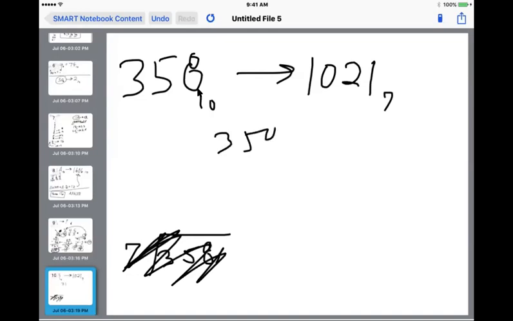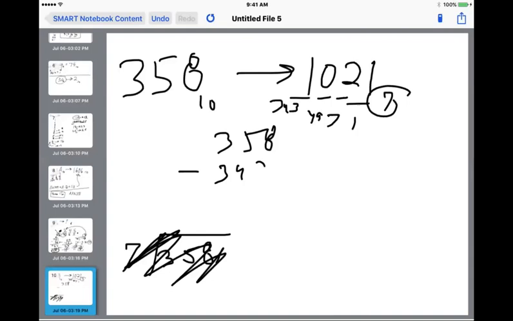So 358. In base 7, the places are 1, 7, 49. And this last place is 49 times 7, which is, I think, 343. So we have to take away 343 one time, and that's where this first 1 comes from.